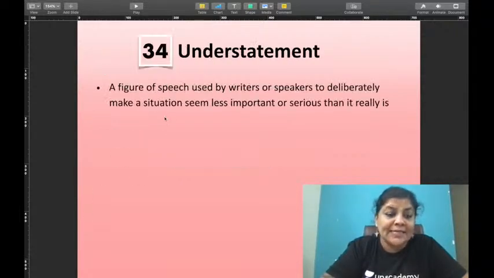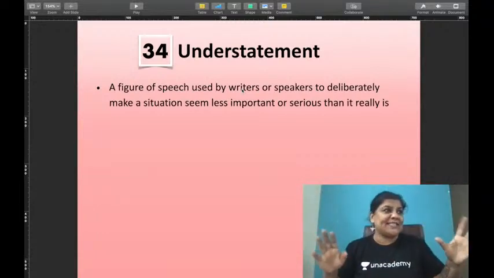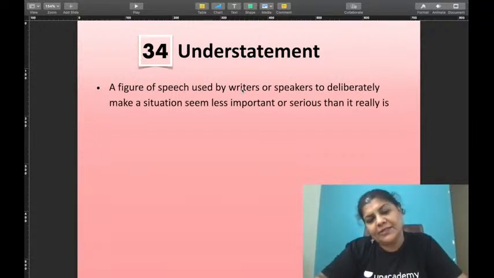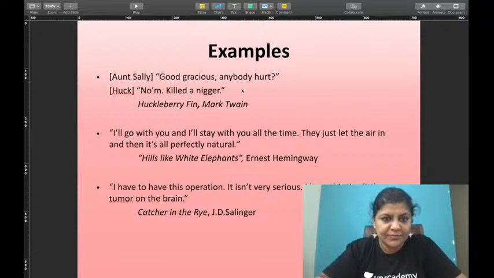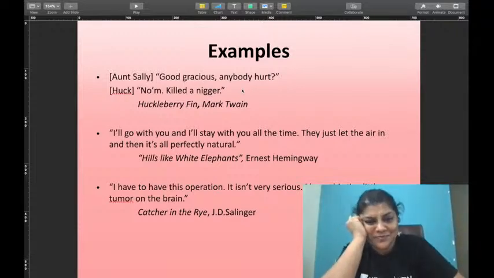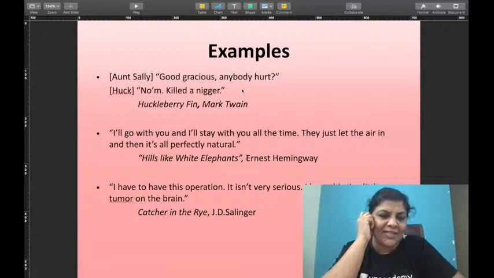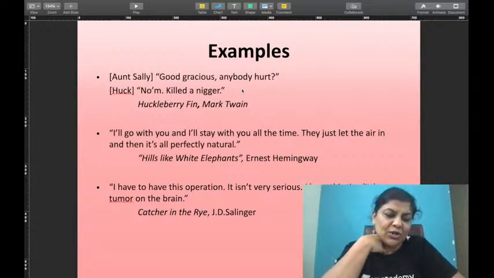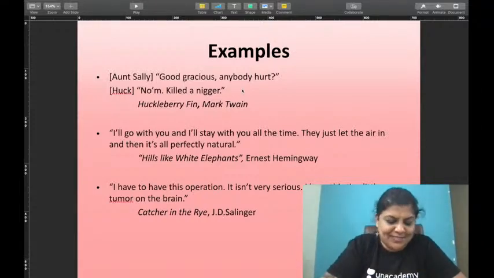Now, understatement. Understatement is a figure of speech used by writers to make a situation seem deliberately less important or serious. Actually, the situation will be very serious, but in understatement, the situation is deliberately made to look less important. Good gracious! Anybody hurt? No, ma'am. Killed a person. That is not unimportant. Look at Catcher in the Rye. I have to have this operation. It isn't very serious. I have this tiny little tumor on the brain. It isn't very serious, it seems. Understatement.